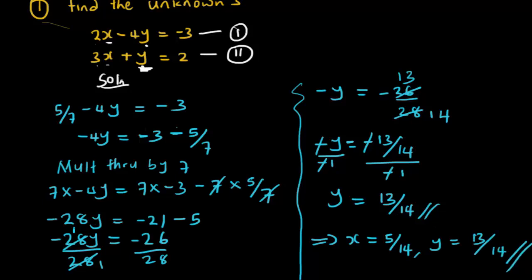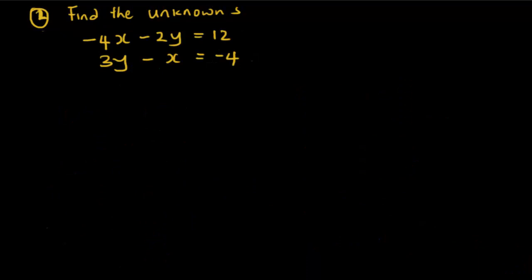What I need you to do is to go through the solution again, step by step, and be sure you understand it. Let's take another example. Alright, find the unknowns. Minus 4x minus 2y equals 12. And then I have 3y minus x equals minus 4.